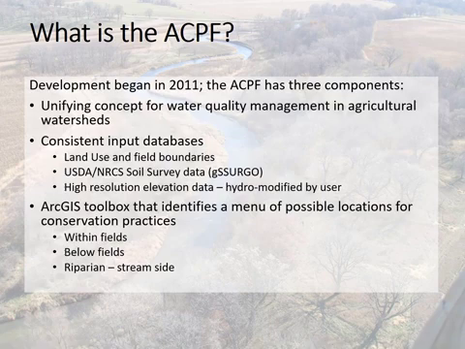This is something that's got essentially three pieces to it. There's a unifying concept for water quality management. It provides a consistent and scientifically defensible, but at the same time flexible approach to address water quality improvement in agricultural watersheds. The second piece is a database that brings together high-resolution data, which can be consistently applied in field-level conservation planning. And the third piece is an ArcGIS toolbox, the ACPF toolbox, and that can be used to propose possible locations for a variety of conservation practices.